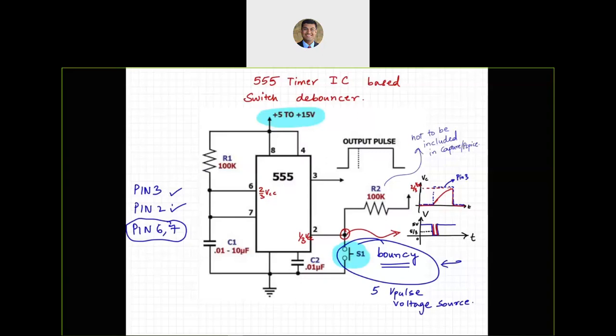The debouncer is the 555 circuit. Yes, it is the circuit. So let me highlight the debouncer circuit here. It is this guy. It is also this guy. It is also this guy. It is all those connections. It is also this guy. All of that. So no, I'm going to draw this. So that is my debouncer circuit. I'm going to ignore this.